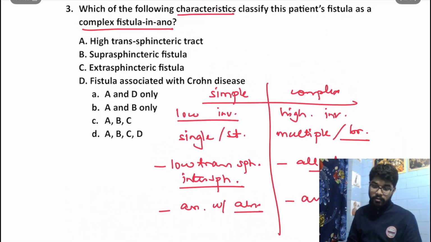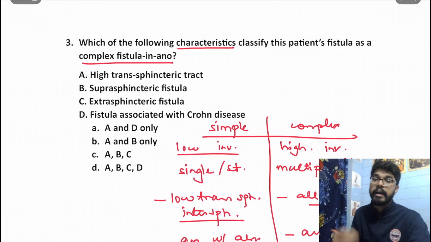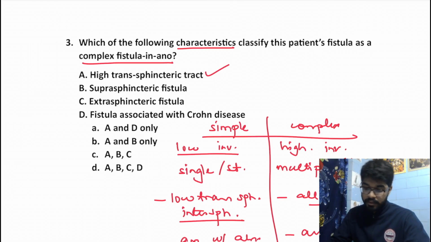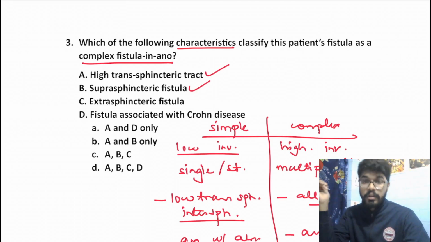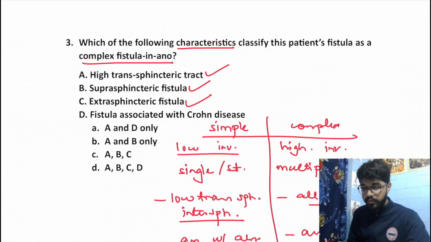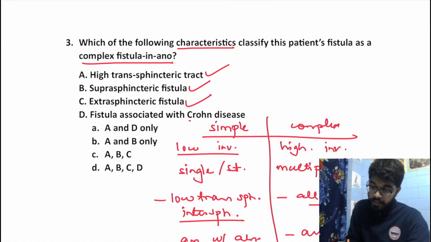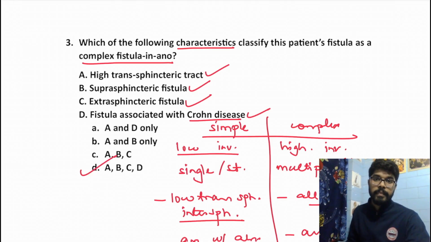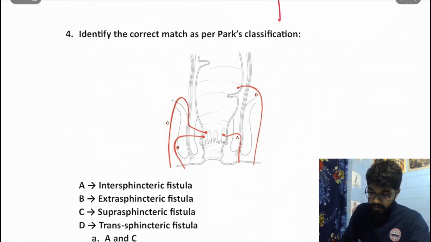Now let's have a look into the options. High transsphincteric will be a feature of complex fistula in ano. Okay. Suprasphincteric, again suprasphincteric is also a high involvement. Extrasphincteric is also again high involvement, and fistula associated with Crohn's disease, again a systemic involvement, so it will also be an example for complex fistula. So here answer would be D. Okay. Moving on to the next question.